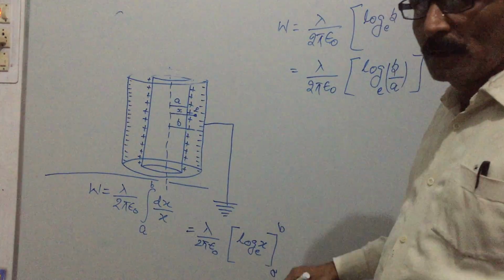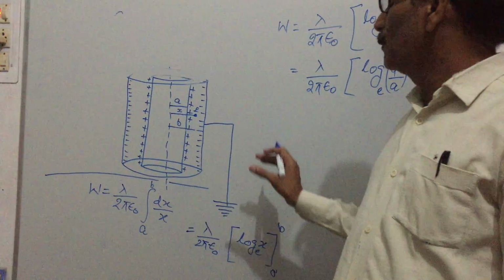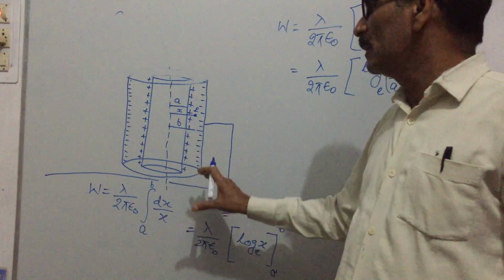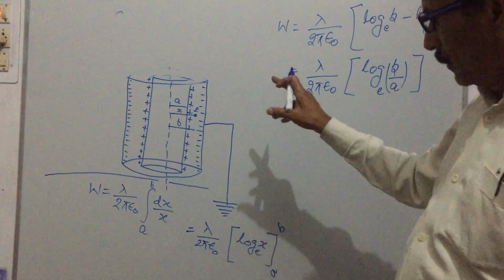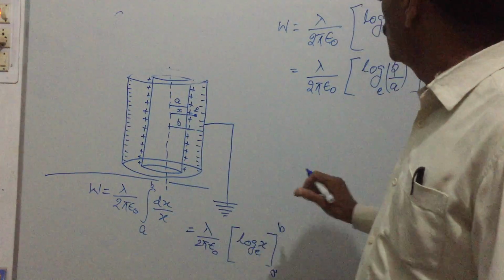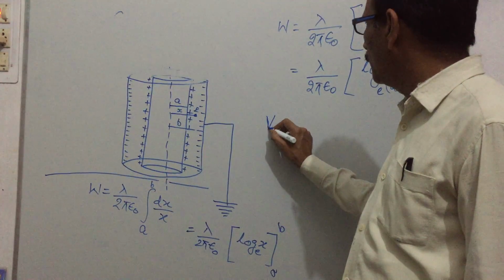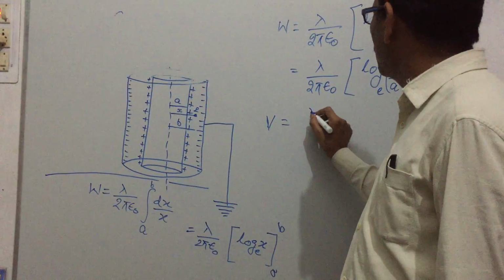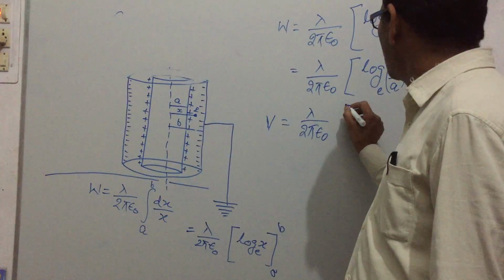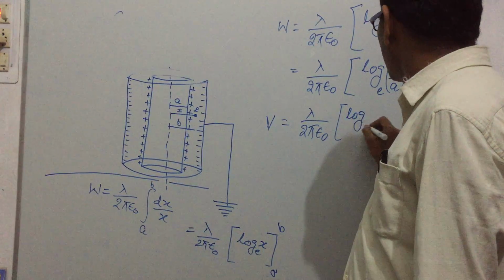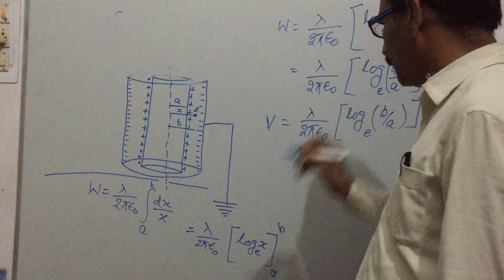Now from the definition you know very well, this work done will be equal to the potential difference between these two cylindrical bodies. So the potential difference, let it be V. So the value of V will be equal to lambda by 2 pi epsilon naught into log of B by A at the base E.